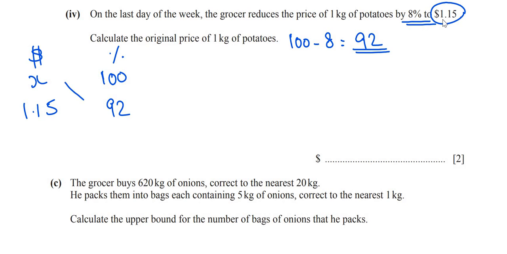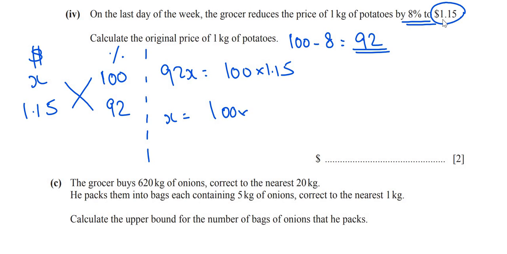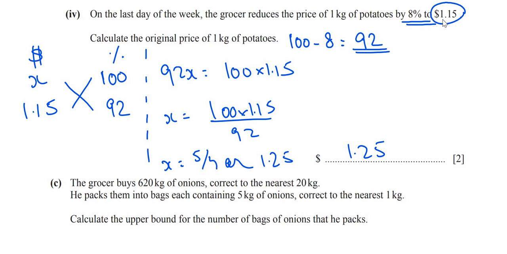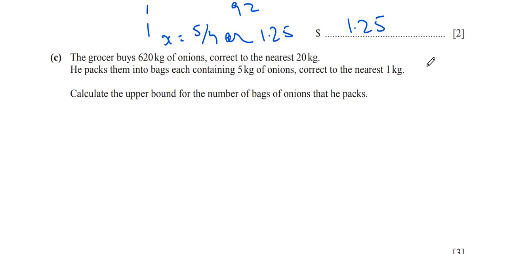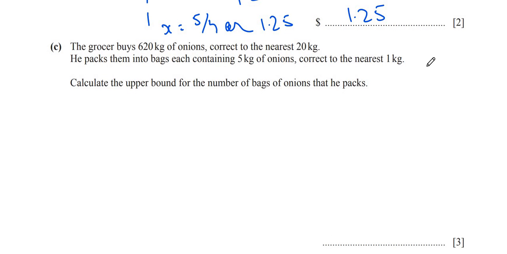So now we will cross multiply. So this becomes 92x is equal to 100 multiplied by 1.15. X is equal to 100 multiplied by 1.15 upon 92. So x is equal to 5 upon 4 or $1.25. So the original price was $1.25. Next question says, the grocer buys 620 kgs of onions, correct to the nearest 20 kgs.